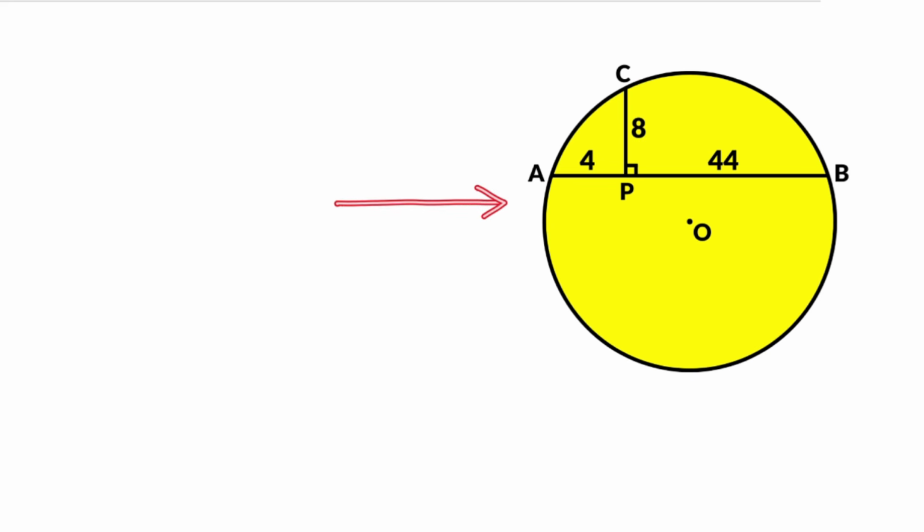Let's look at the diagram. We have a circle with center O. Inside the circle is a horizontal chord, AB. A vertical line segment, CP, intersects the chord at a right angle.